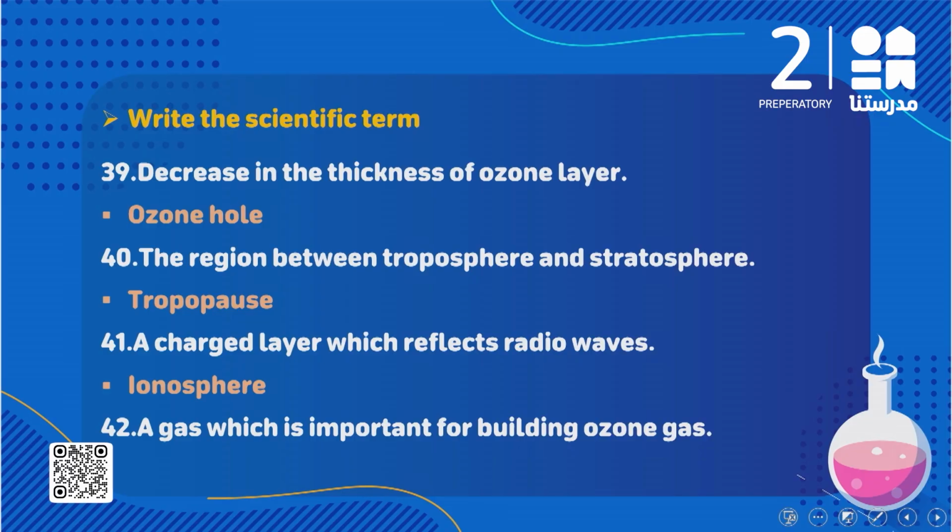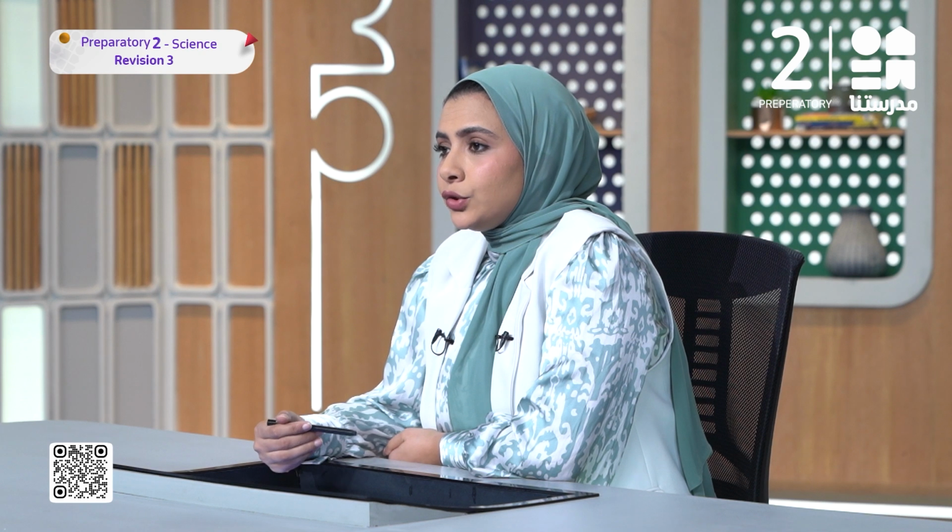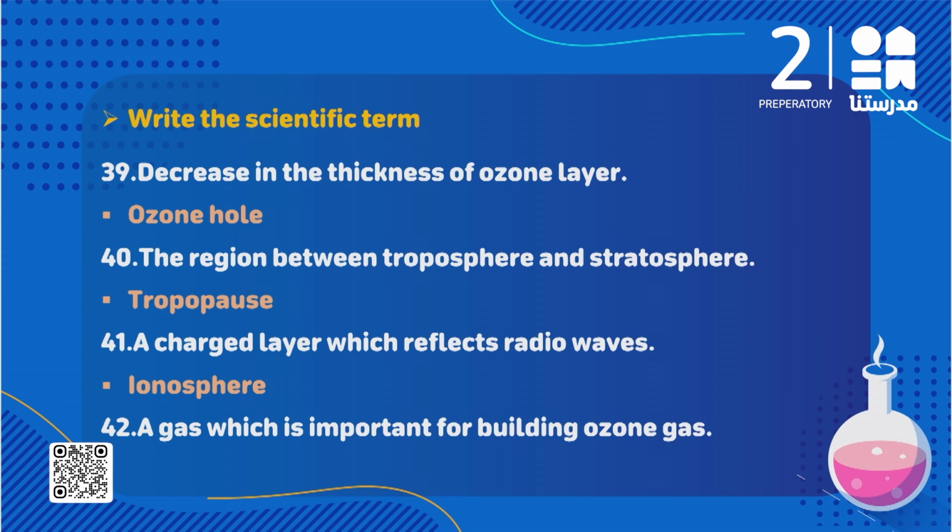طيب a gas which is important for building ozone gas. احنا قلنا الأوزون it's formed due to the oxygen molecule absorbing the ultraviolet radiation, and the ultraviolet radiation breaks down the double covalent bond between the oxygen molecules, okay, and giving two free oxygen atoms. وبعد كده الفريلي oxygen atom دي بتروح تكومباين مع another oxygen molecule عشان تديني الأوزون gas. يبقى مين الجاز which is important for building ozone gas؟ oxygen gas. يعني without having oxygen فأكيد مش هيكون عندنا ozone gas.